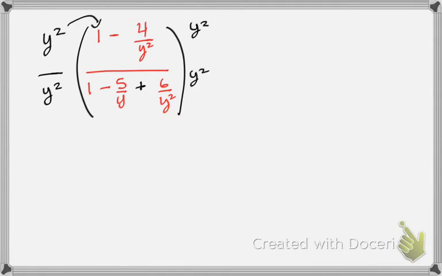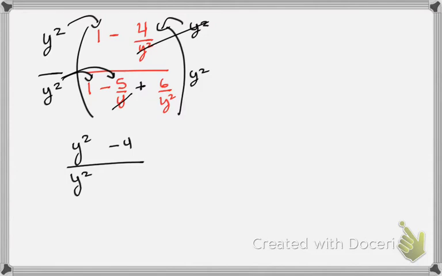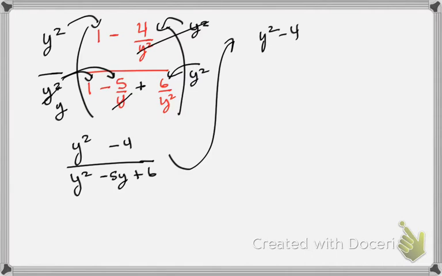When I distribute here, I get a y squared. When we distribute here, we get minus 4. All over, when I distribute here, I get y squared. I have to distribute here. We have to take out one y, and I'm left with minus 5y. And when I distribute here, I'm left with plus 6. Now I can factor both. Let me bring that back up here. y squared minus 4 over y squared minus 5y plus 6.